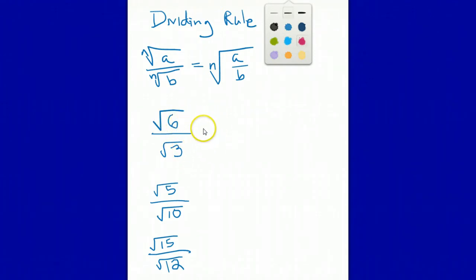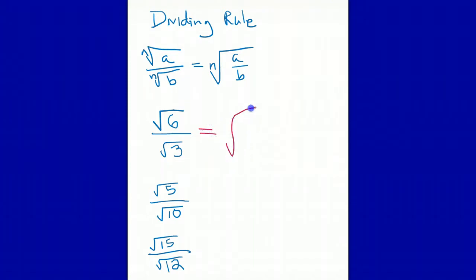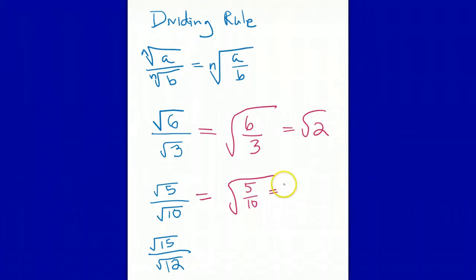You can do that anytime you think it could simplify things. So for instance, this one in disguise is really the square root of 6 divided by 3, which is the square root of 2. And you're done. Okay, this one would be the square root of 5/10, which reduces down to the square root of 1/2. Which means I have the square root of 1 over the square root of 2.